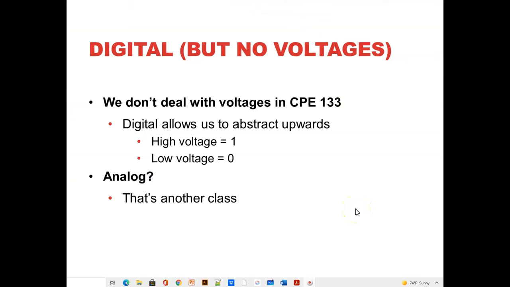So in the end, we are dealing with digital, but we don't need to deal with voltages. The issue here is in digital, there's only two discrete levels, which is a high voltage and a low voltage, and we don't even deal with that. We deal with ones and zeros. As far as analog goes, we'll save that for another class.